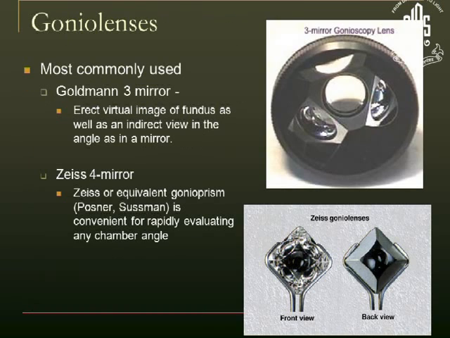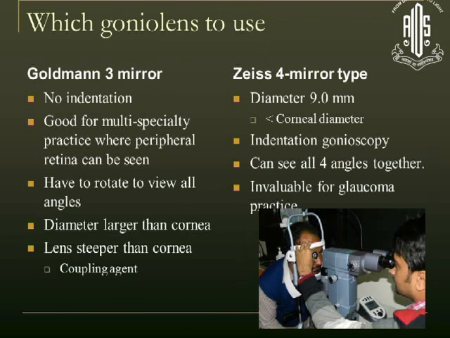So we'll be talking of indirect gonioscopy. The most commonly used ones are the Goldmann 3 mirror and the Zeiss 4 mirror. You get a direct virtual image of the fundus as well as an indirect view of the angle. But a Zeiss 4 mirror, or any 4 mirror, for a glaucoma practice is more useful. One, you get a view of all 4 angles at the same time. Secondly, the curvature is less than that of the cornea, so you can indent it and look out for whether the occlusion is synechial or not.